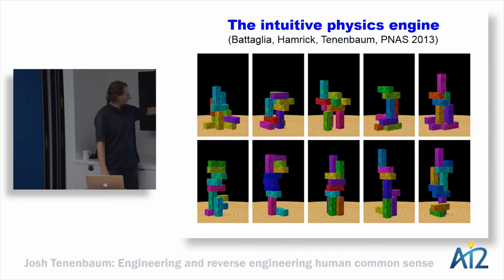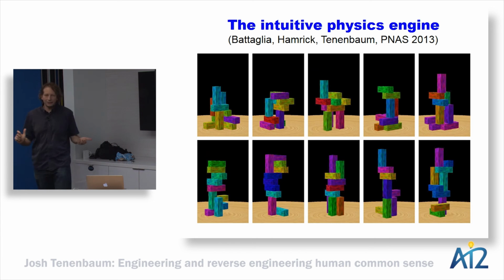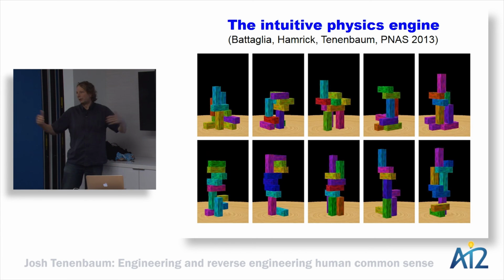And hopefully you all agree that some of these scenes, like the ones in the upper left, are pretty stable, they're fine, whereas these ones here look like they could fall over any moment. And we can tap those intuitions in various ways. Experimentally, we can ask people to just rate on a scale of 1 to 7 or do other things.